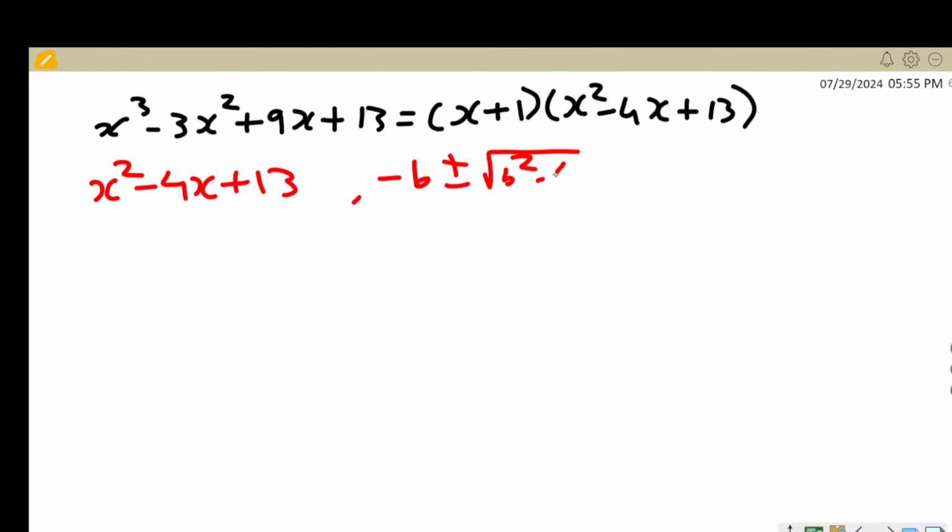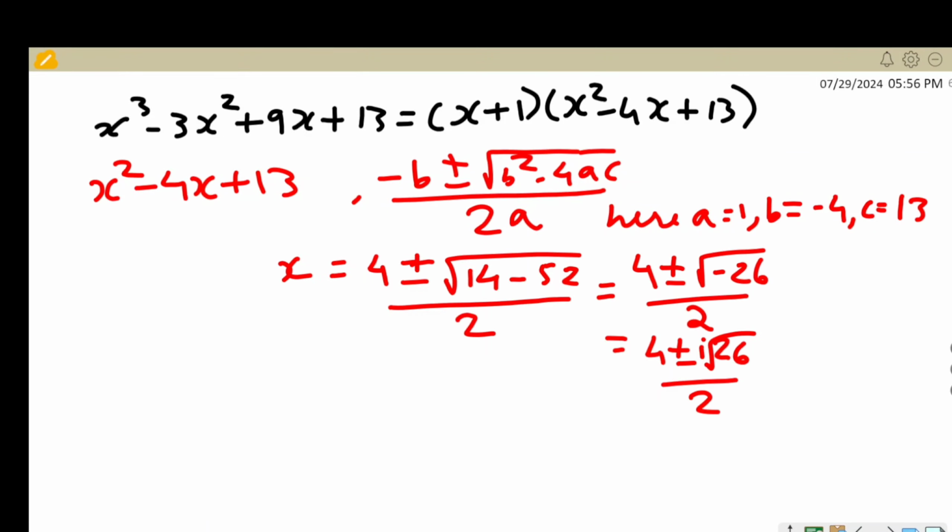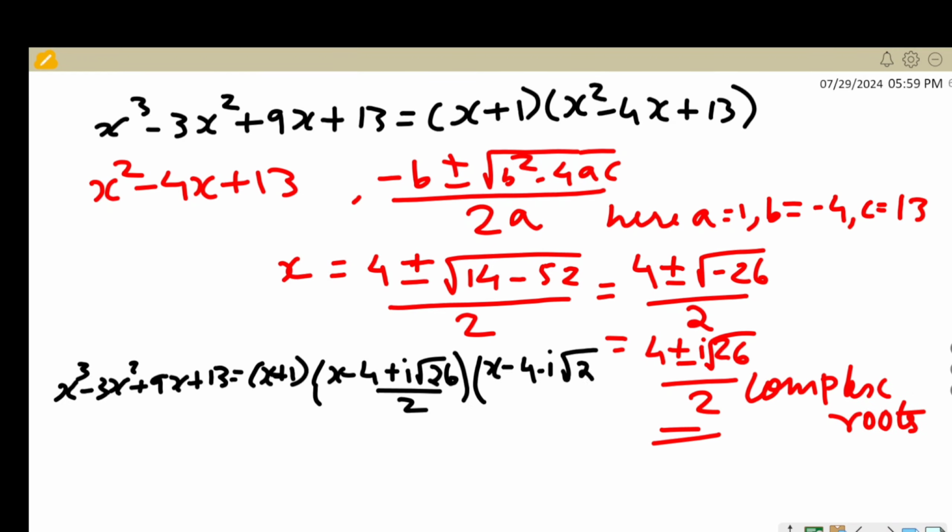Now we can factorize x square minus 4x plus 13. We use synthetic division to factorize polynomials having degree 3 or more. For factorizing x square minus 4x plus 13, we can use minus b plus or minus root of b square minus 4ac upon 2a. Here a is 1, b is negative 4, c is 13. We will get x equal to 4 plus or minus i root 26 upon 2, which are complex roots. So we can factorize x cube minus 3x square plus 9x plus 13 like this.